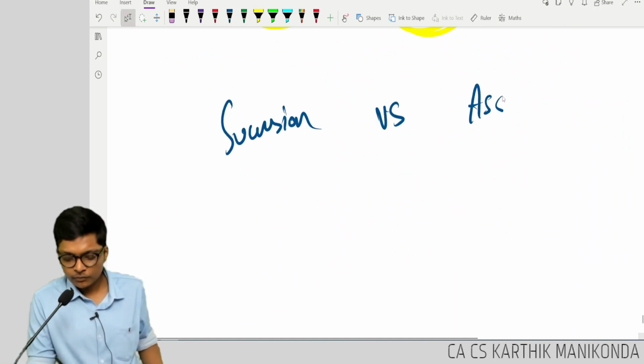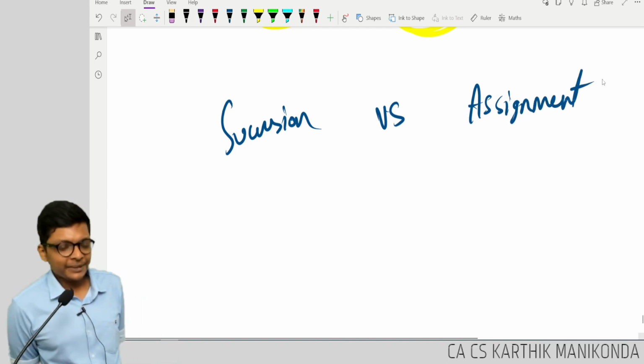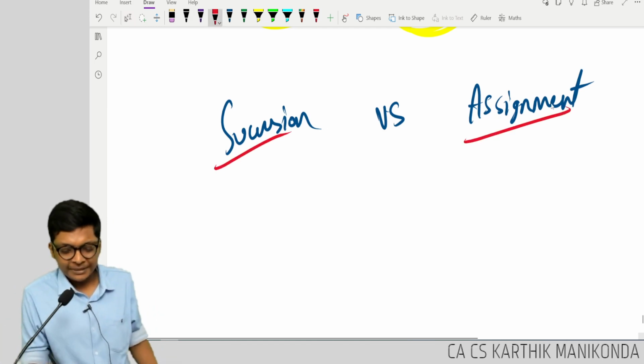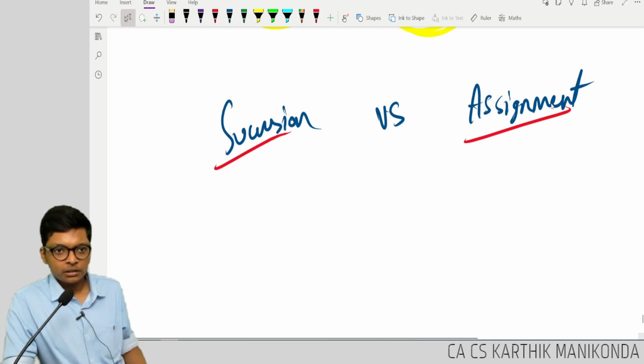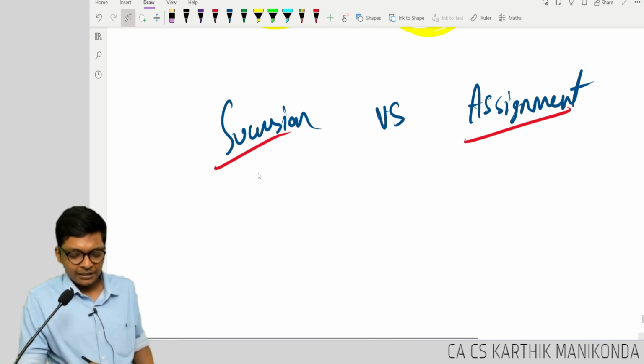Succession versus assignment. Can be a theory question for 2 or 3 marks. What is succession versus assignment? Anybody? What are they talking about here, guys? Now look at this. I'll give an example.